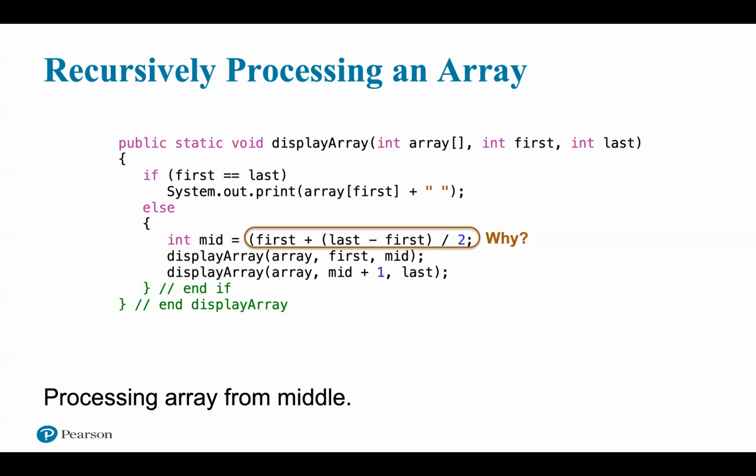To divide an array, we find the element at or near the middle of the array. The index of the element is mid equals (first plus last) divided by 2.